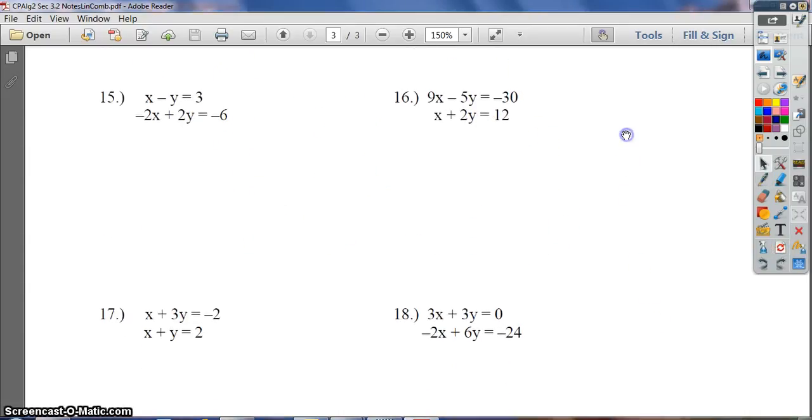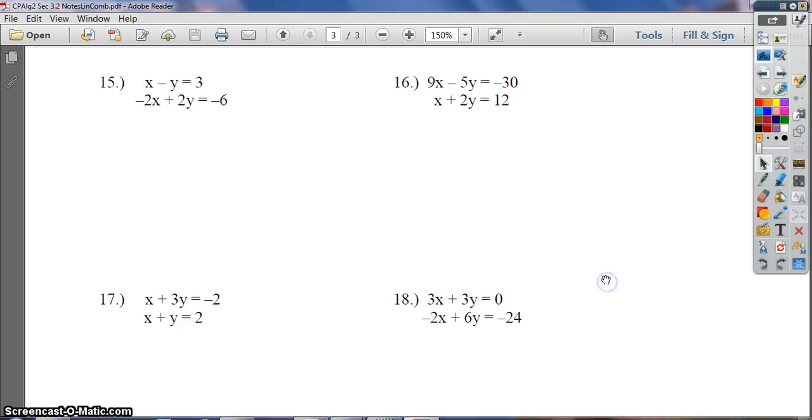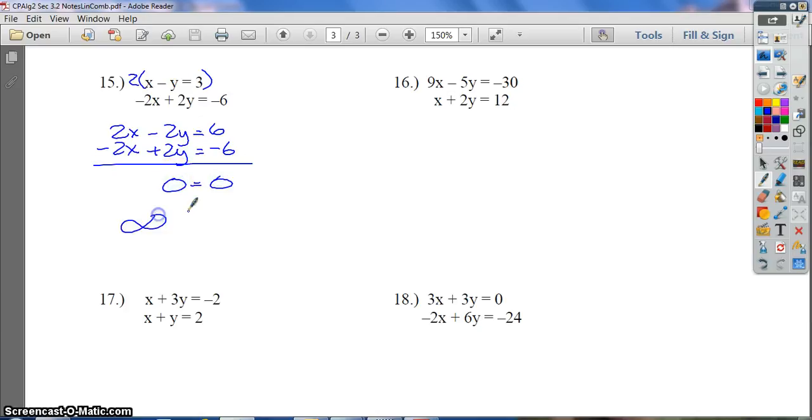And let's wrap this up. Got a bunch more here. Okay. What I'm going to do is multiply this guy by 2. So this is 2x minus 2y equals 6. Negative 2x plus 2y equals negative 6. So this is 0 equals 0. Infinite number of solutions.